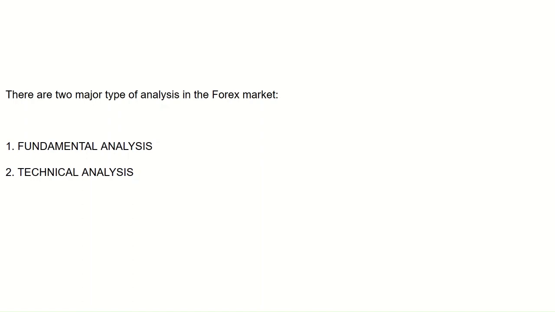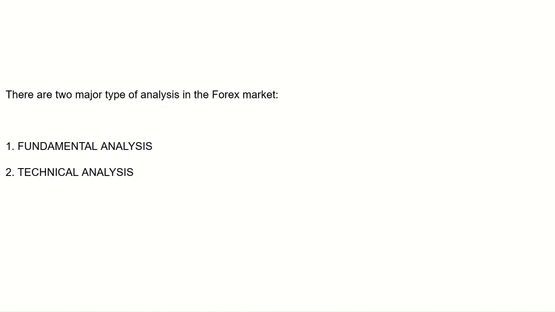Now, analysis. We are getting to the interesting part of this course: analysis. There are two major types of analysis in the forex market. The first one is fundamental analysis, while the second one is technical analysis. Some people might tell you that there are more than two types of analysis. Well, you don't have to argue with them. They can have as many as they want, but there are two major types that traders talk about and use in the forex market.